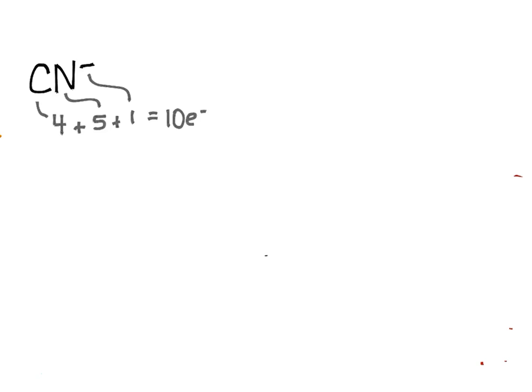Now, cyanide ion, we're going to add up electrons. So we have 4 valence electrons for carbon because it's in group 4, 5 for nitrogen because it's in group 5. Now we're going to add 1 because this molecule has an overall -1 charge. This is a polyatomic ion. And so that's going to add a step.